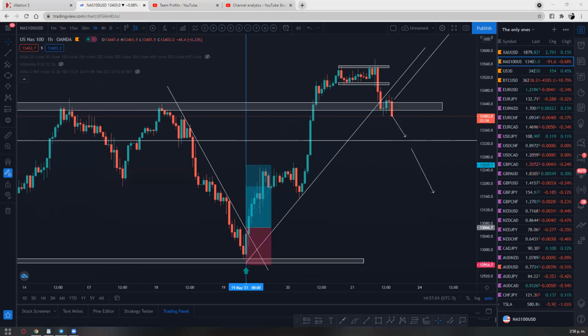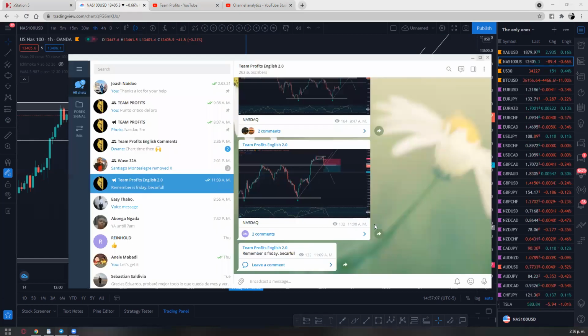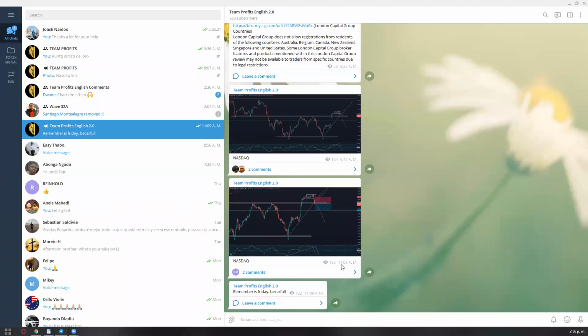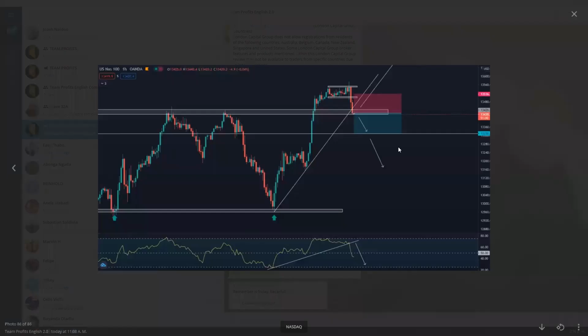I'm looking for the, oh, here we go. I'm going to put the screen right here so you can see what I'm talking about. At 11:08 a.m., a couple of hours ago, look right here on the NASDAQ, I drew the line and I told you the price is already breaking below the structure right here. It's still, of course, on this support.